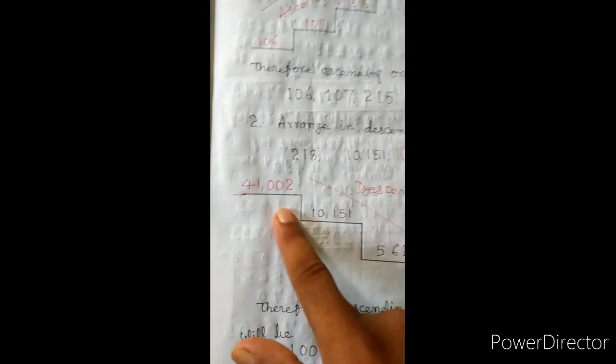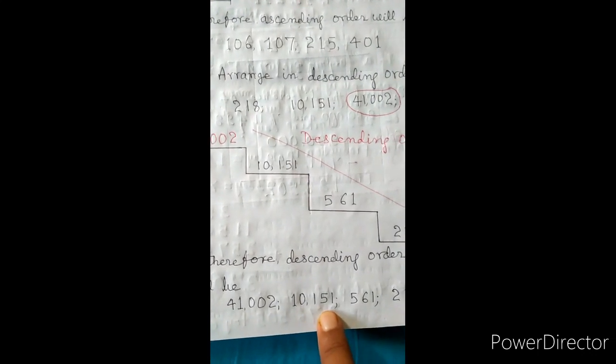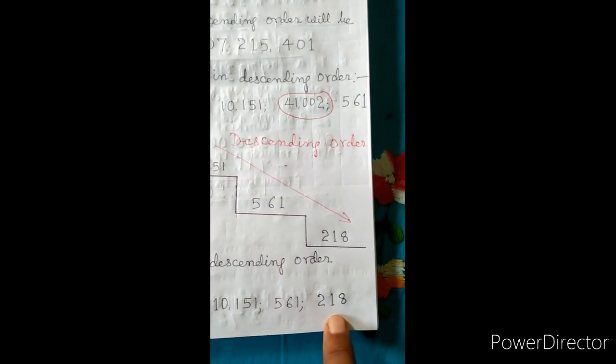This is in bottom. Smallest will be written at last, and greatest will be written at first, and this order is called descending order, going downwards. Therefore, descending order will be 41,002, 10,151, 561, 218. In this way, ascending order and descending order are discussed.